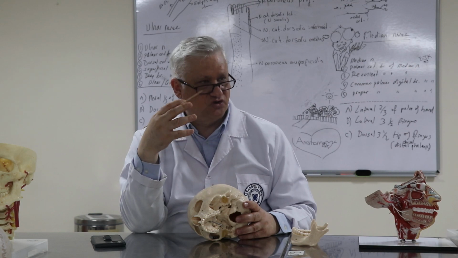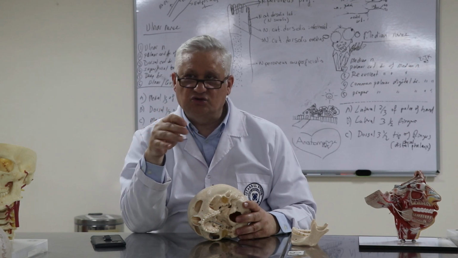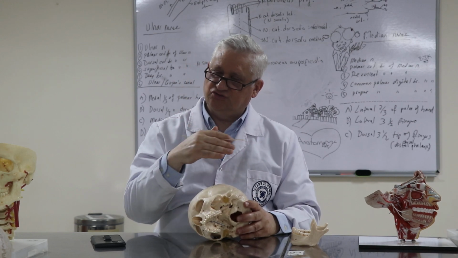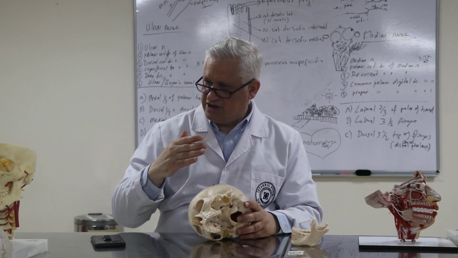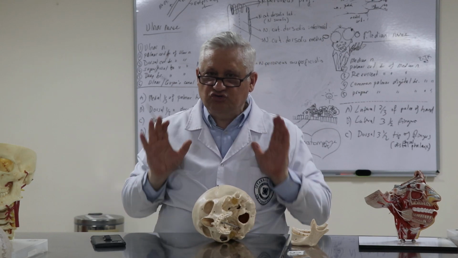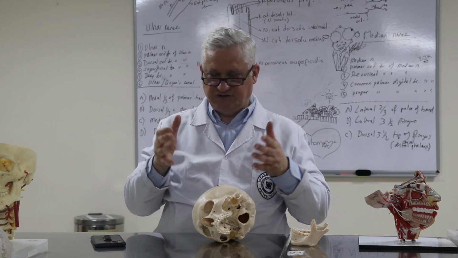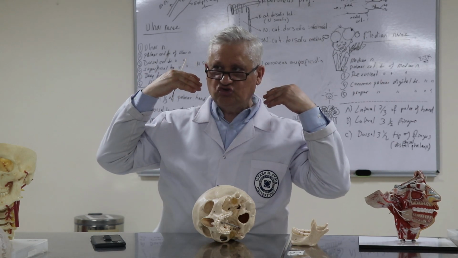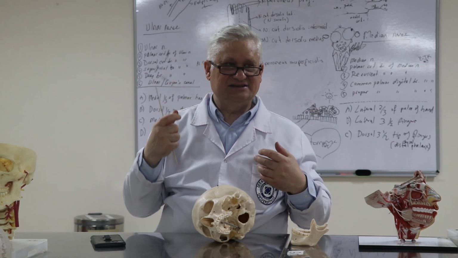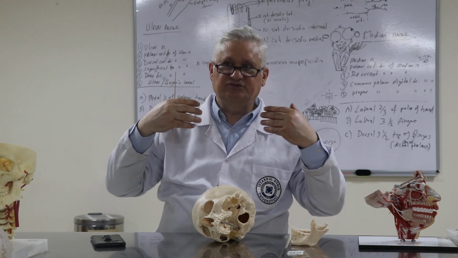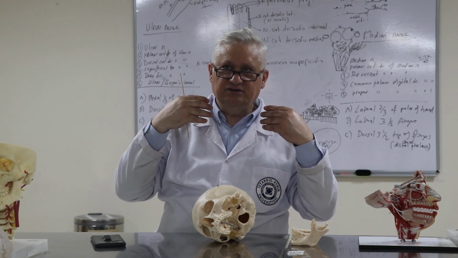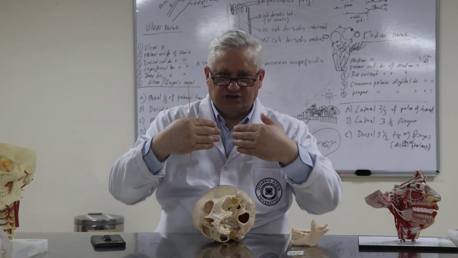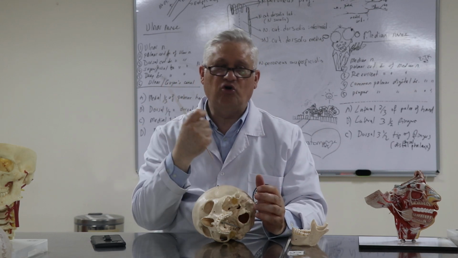Plexuses, like the cervical, brachial, and lumbar plexuses. When the spinal nerve comes out, you have the ventral ramus and the dorsal ramus. The ventral ramus goes to the front, lateral and anterior. The dorsal ramus goes to the back. These plexuses are formed by the ventral ramus, the branch from the spinal cord that goes laterally and anteriorly, of the body. So they form the plexuses.